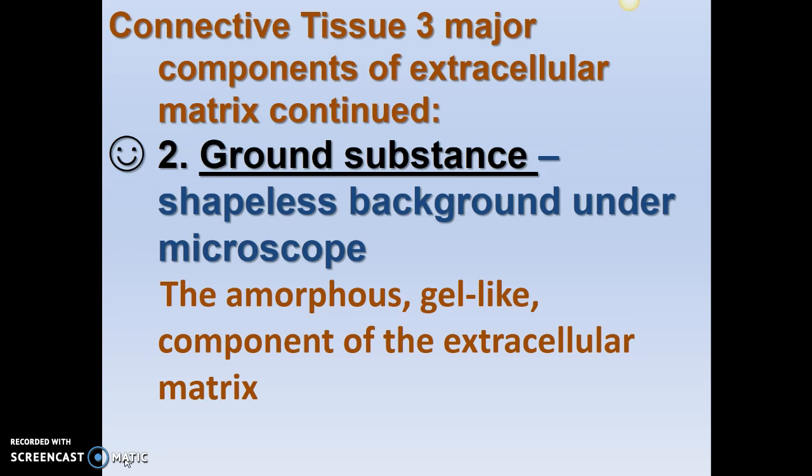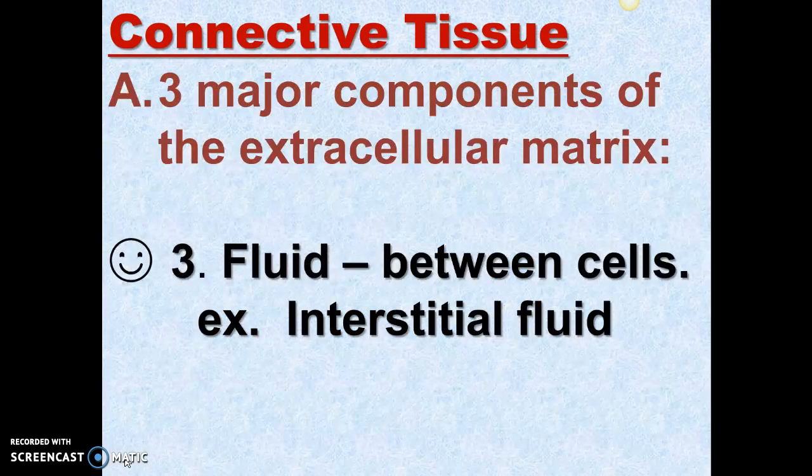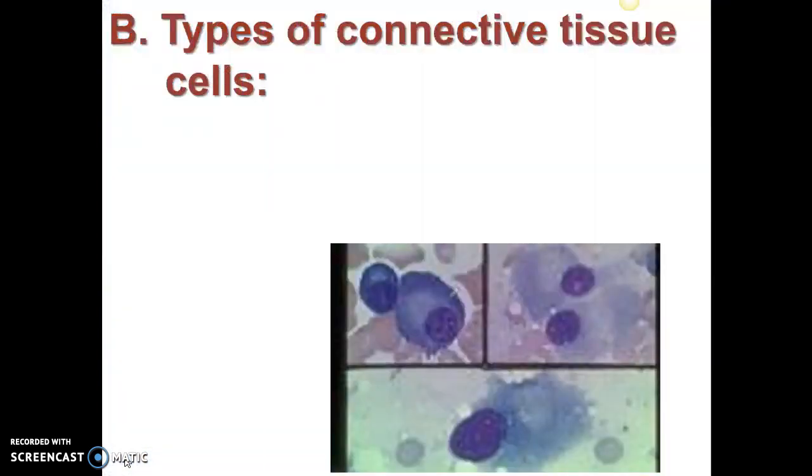There's ground substance, which is just an amorphous, or shapeless, basically, background material. And then there's fluid. Like I said, blood yesterday has fluid between the cells, a lot of it. So different connective tissues vary upon the different types of extracellular matrix they have. Bone has a lot of solid extracellular matrix.